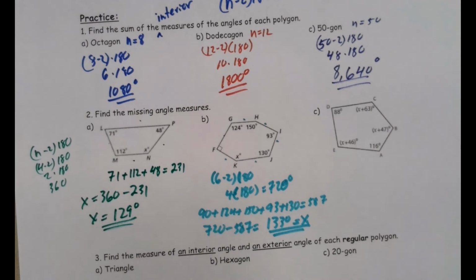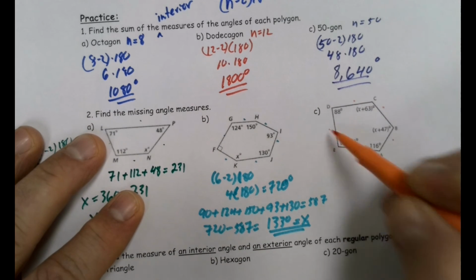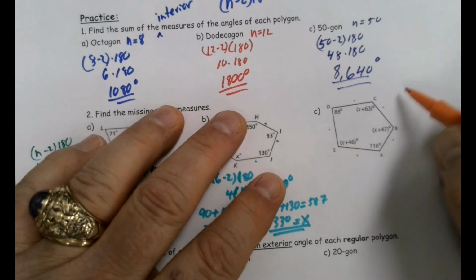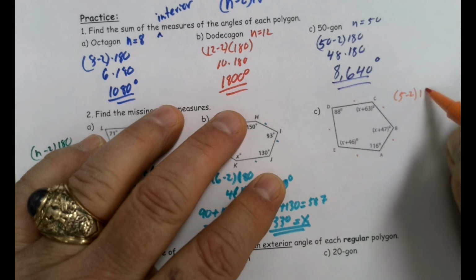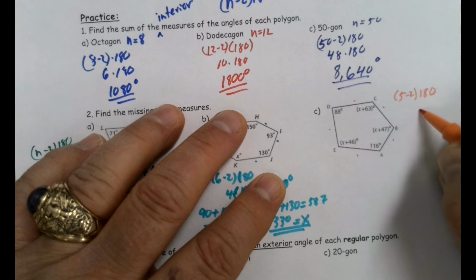Last one here. I got 1, 2, 3, 4, 5. So 5 minus 2 times 180. 3 times 180, that equals 540 degrees.